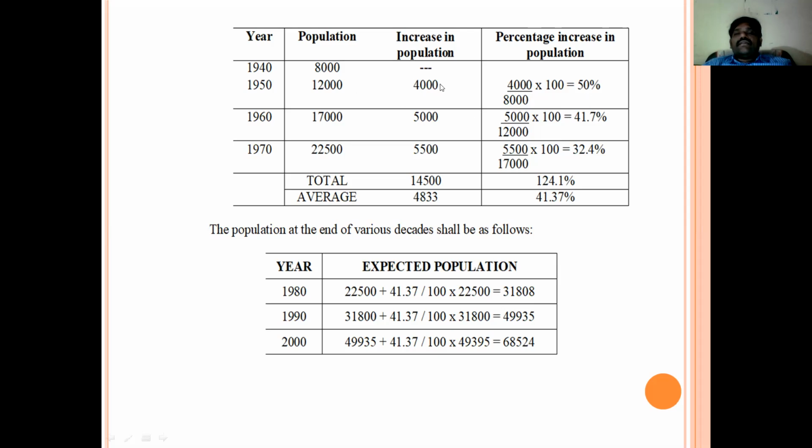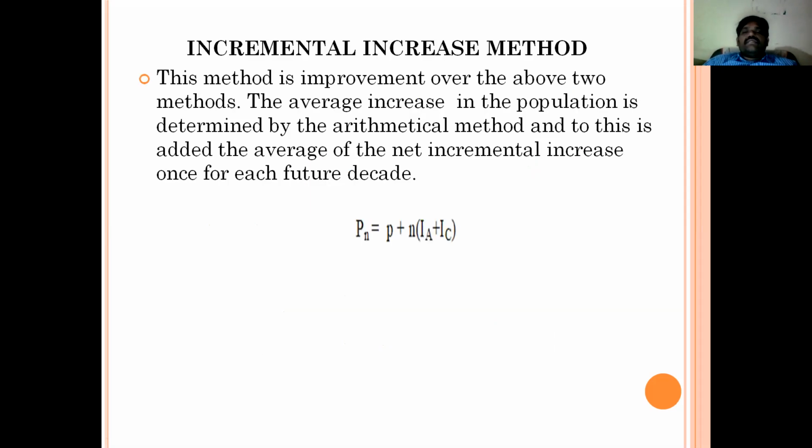4,000 is the increment when compared to the 50 to 40. So 4,000 by 8,000 into 100, 50%. Likewise, we got 41.37, 80, 90, 20, and this is the answer we got. Very simple. Go with calculations and do it accordingly. Easily you can get it. This is about the geometrical increase percentage method.